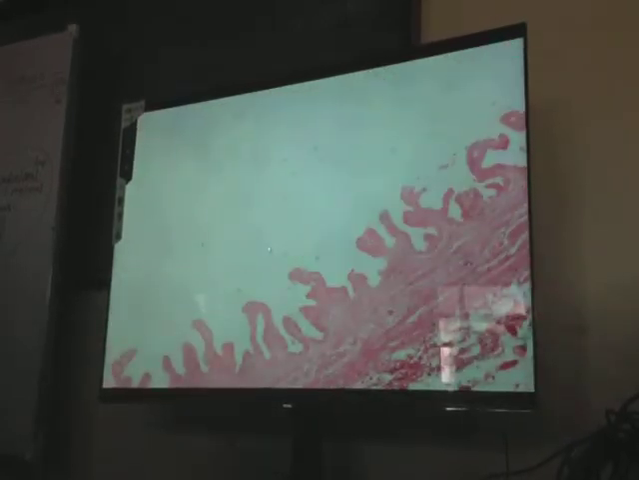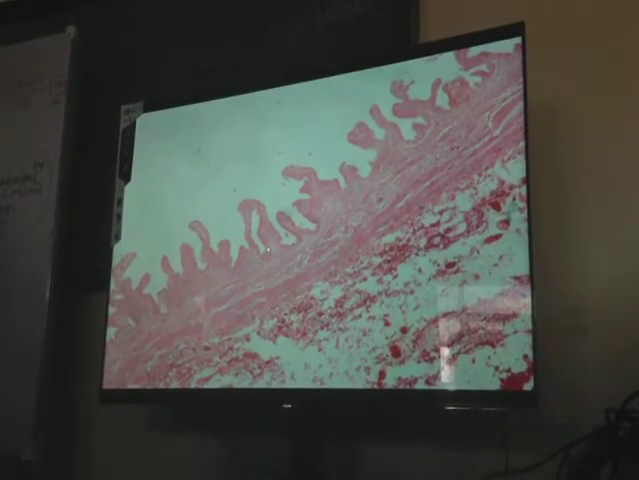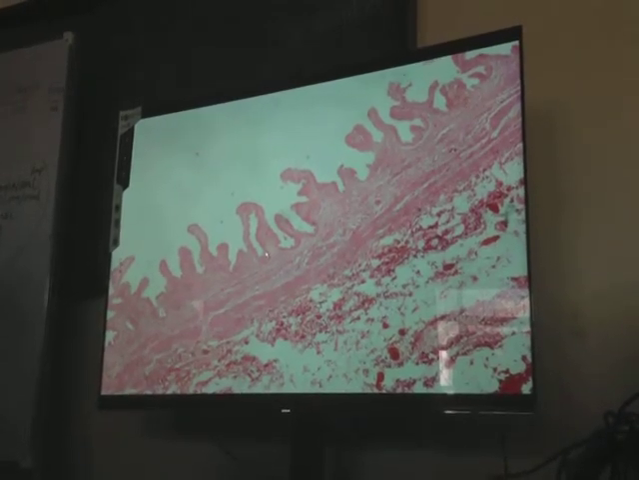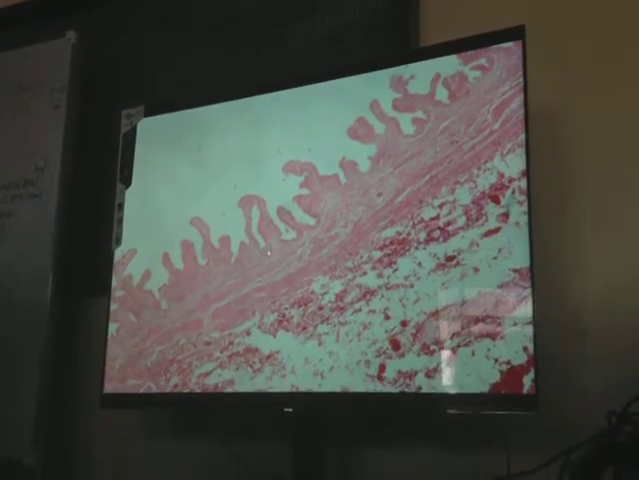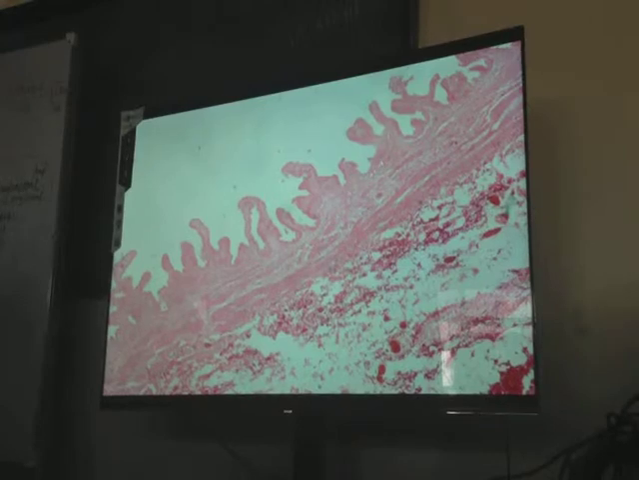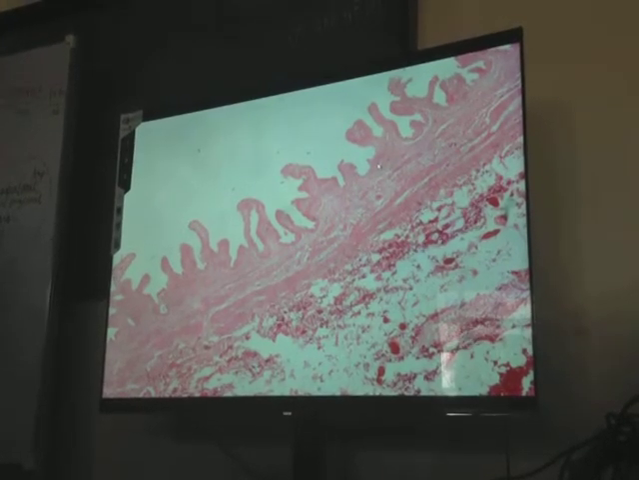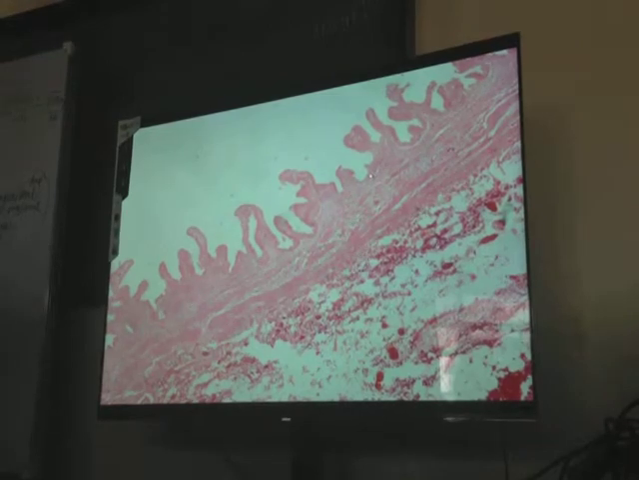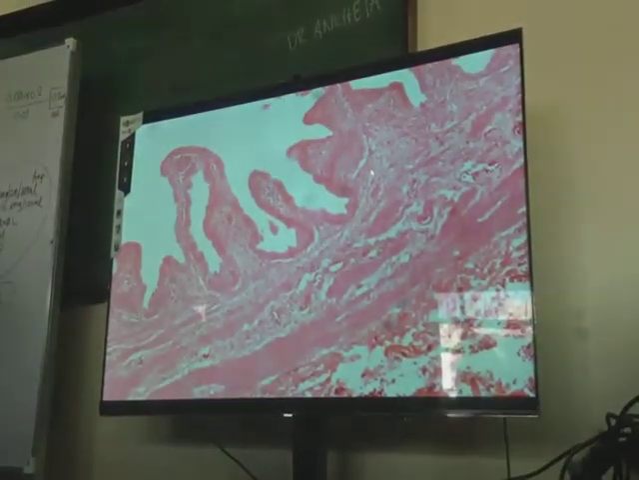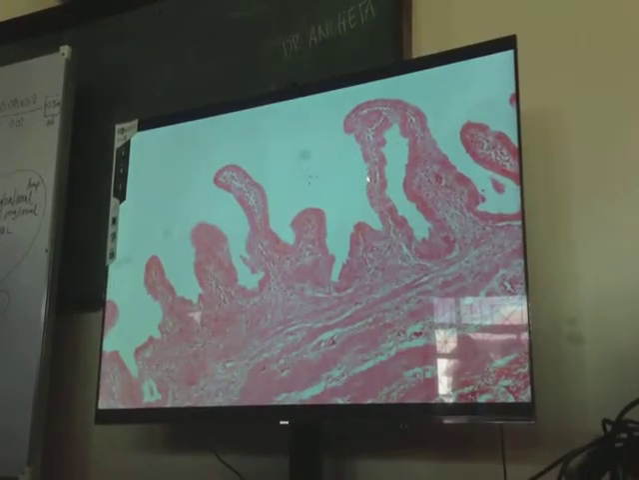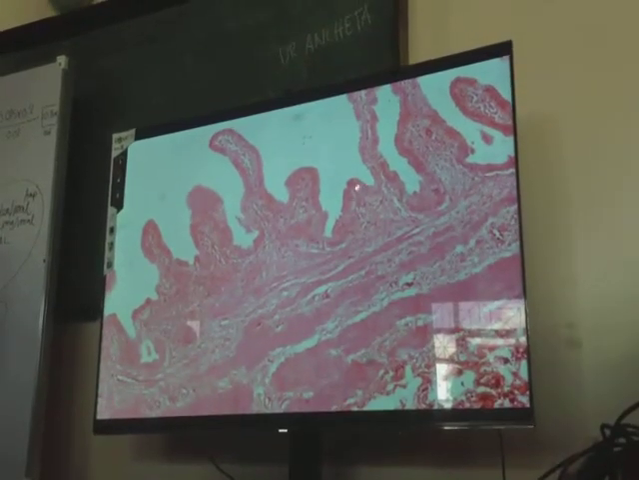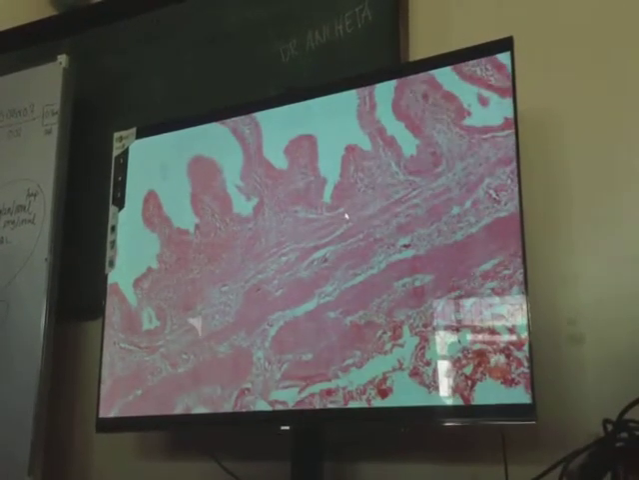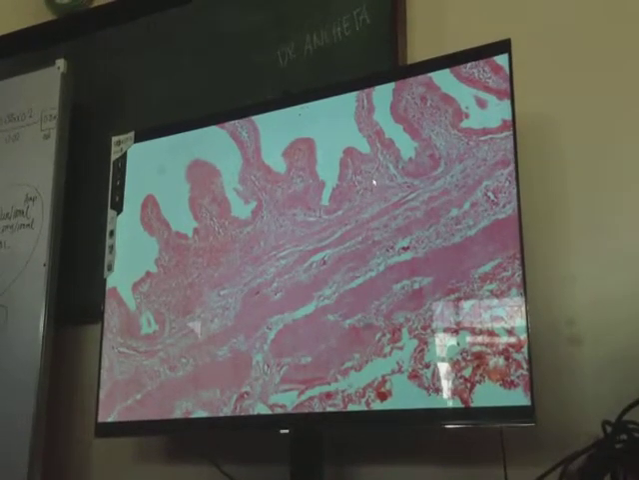You have seen this slide when you were first year. We are looking at the histology of what organ? Gallbladder. Okay? Let us first identify the layers. Identify the tissue pointed. Epithelium. What type of epithelium? So you have the simple columnar epithelium, and then how do you call that connective tissue? Lamina propria.